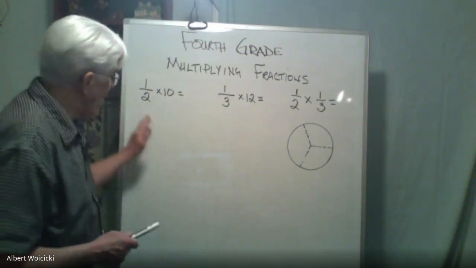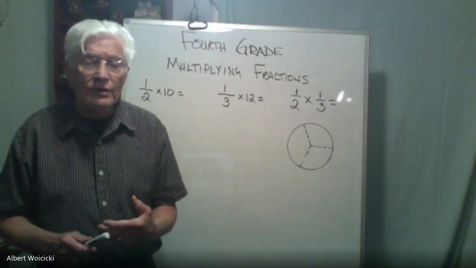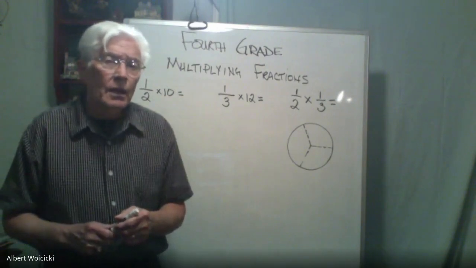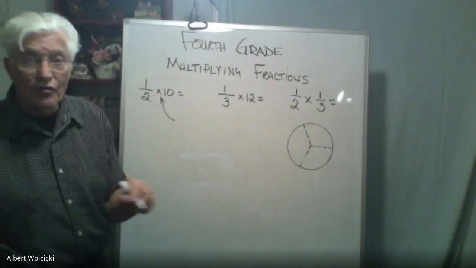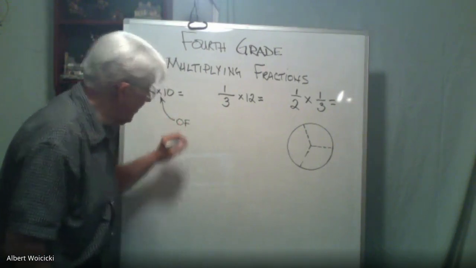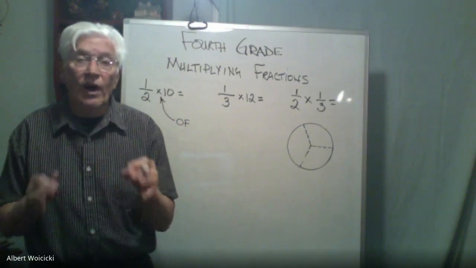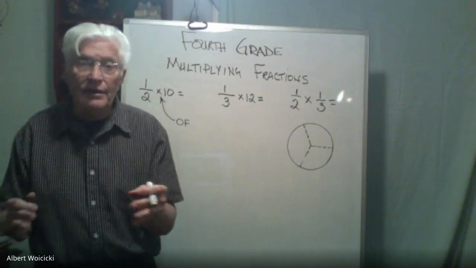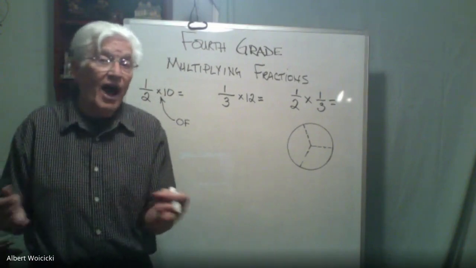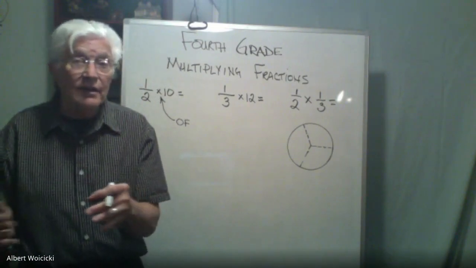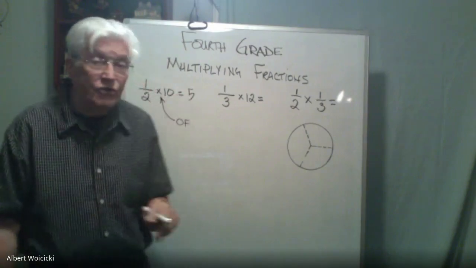So as they look at this first problem right here, it says 1/2 times 10. But what is the times sign going to be read as? And you're going to tell them, of course, that it's "of." So it's 1/2 of 10. And that'll clue them in as to what the solution would be. That'd be 5. 1/2 of 10 is 5. So that's a way for them to know that the solution is going to be 5.